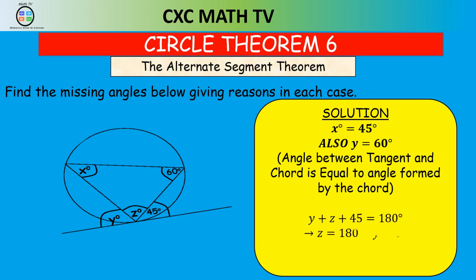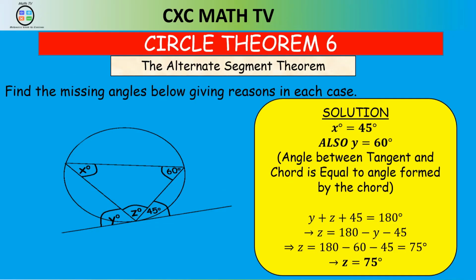Alright, and so once we get x and y, we then know that y plus z plus 45 is 180. So z is 180 minus y minus 45. So z is going to be 75 degrees because angles on a straight line sum to 180.